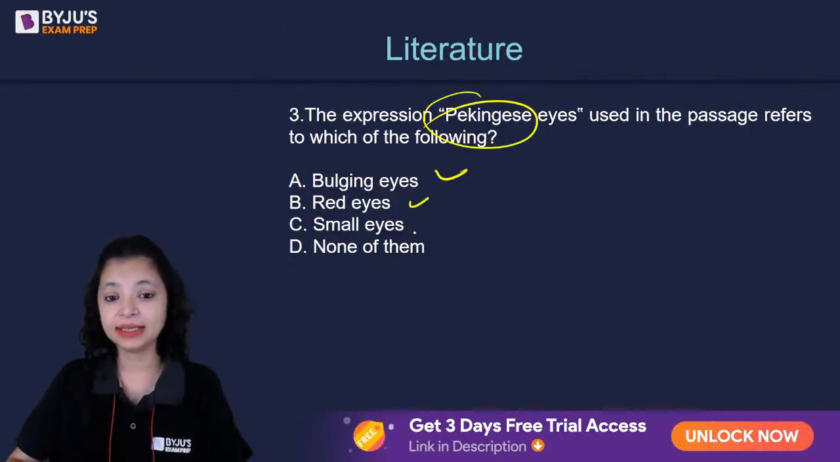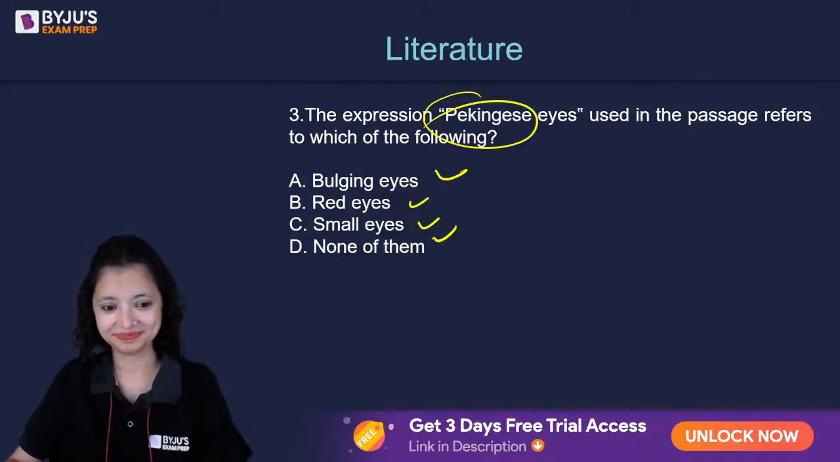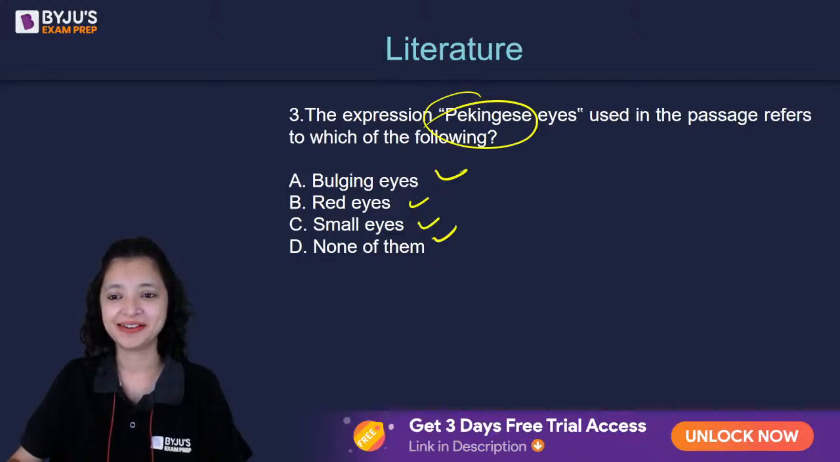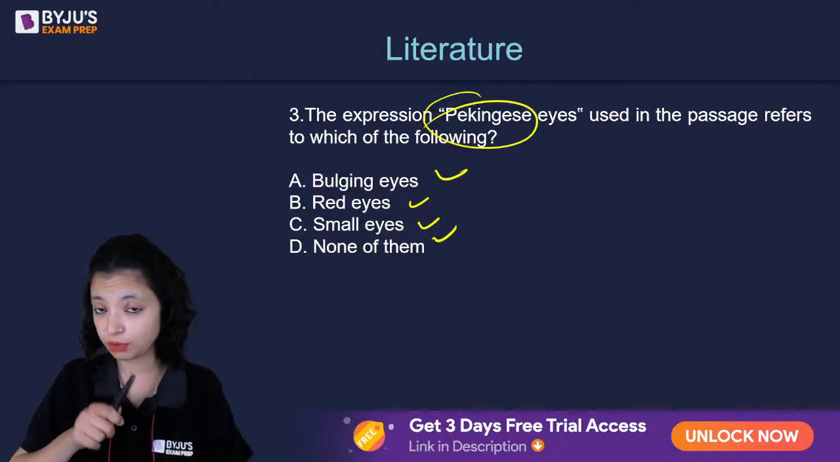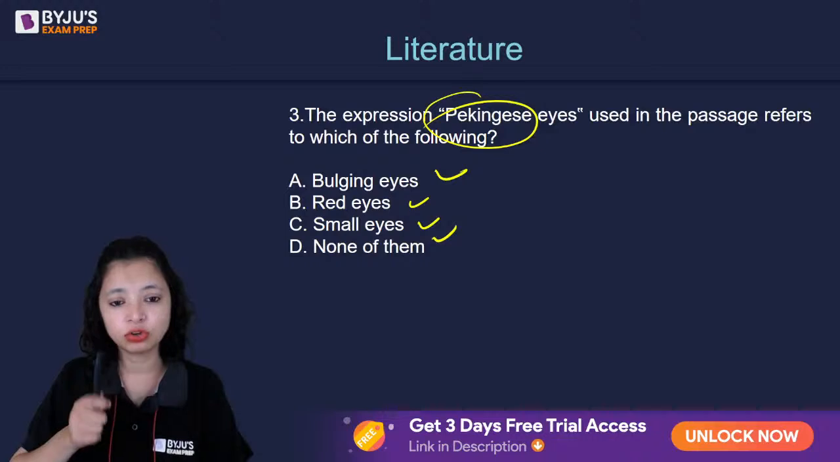Here we go. Bulging eyes, red eyes, small eyes, or none of them. What could the answer be? Okay, no, actually not. When he was staring hard at somebody, it could not be small eyes. Imagine. So I'm staring hard at you like this. It could not be small eyes. I will not stare hard at somebody with small eyes, right? It's going to be the red eyes or bulging eyes.